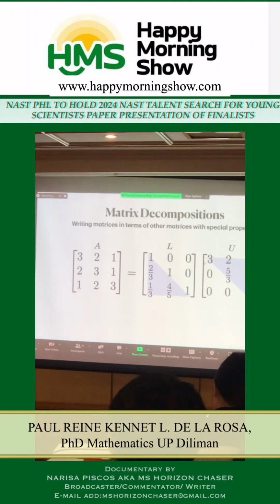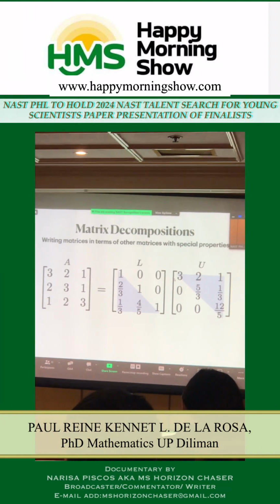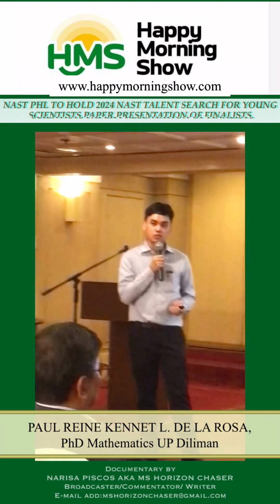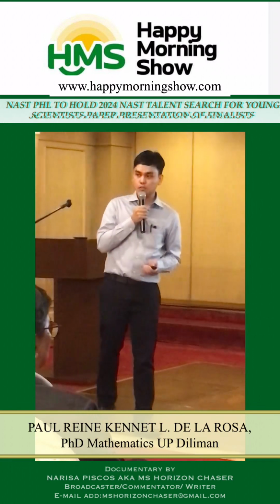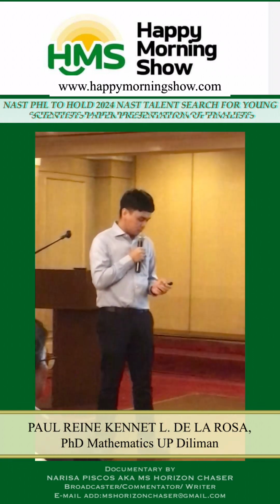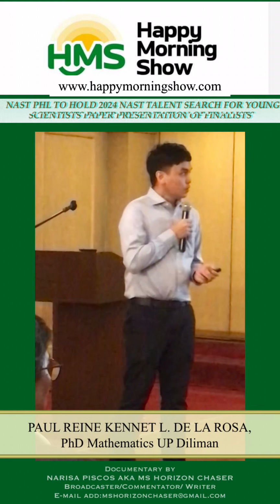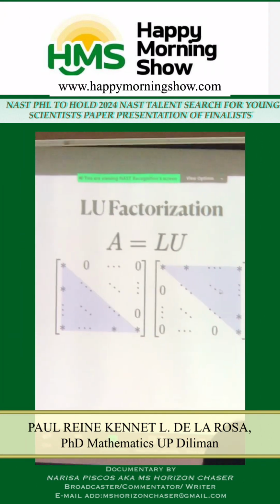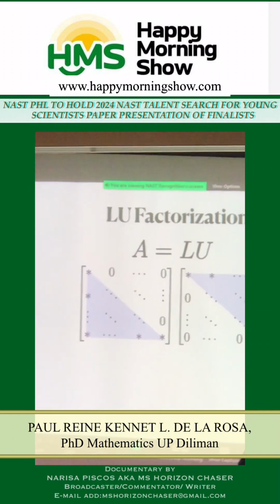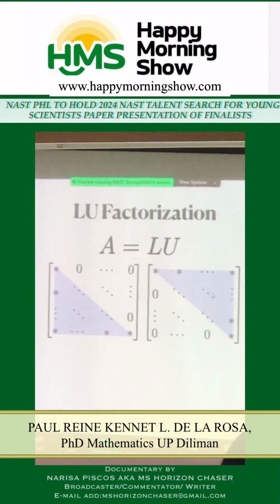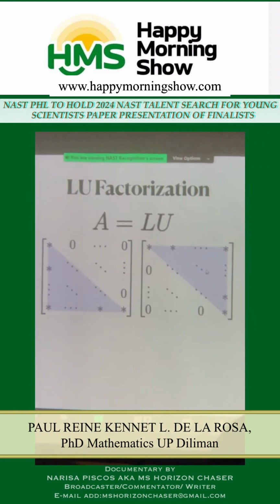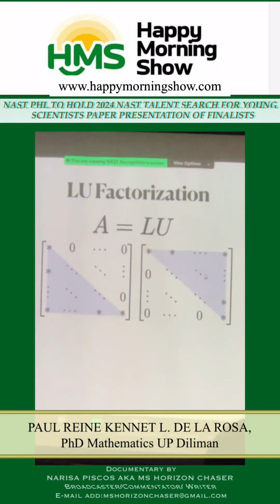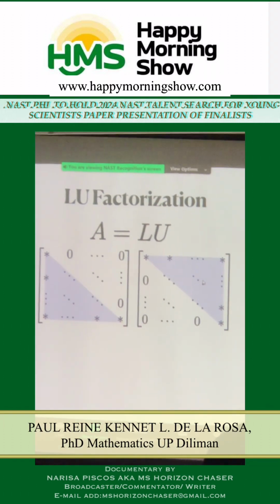This example illustrates an area of matrix theory called matrix decompositions, where we write matrices in terms of other matrices with special properties. The slide shows in particular LU factorization of matrices, where we try to write the matrix as a product of a lower triangular matrix L and an upper triangular matrix U. All right, so what about this LU factorization? What's the deal with it? Is it merely a mathematical curiosity?